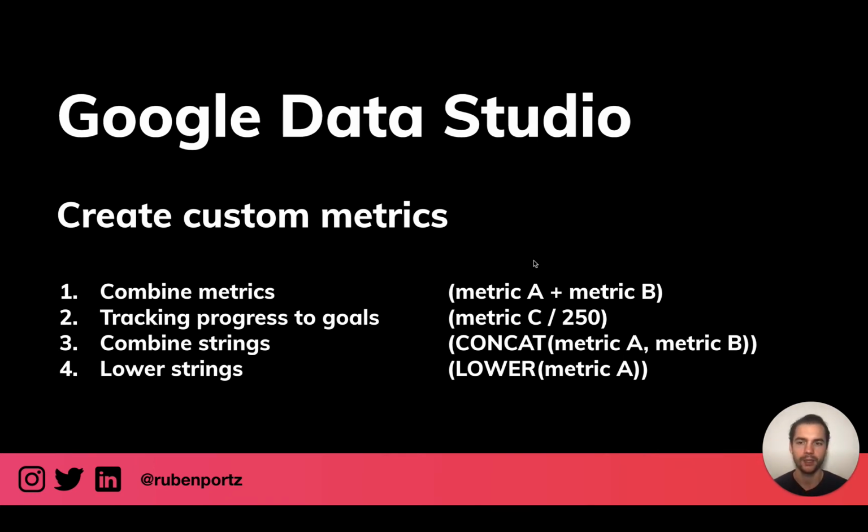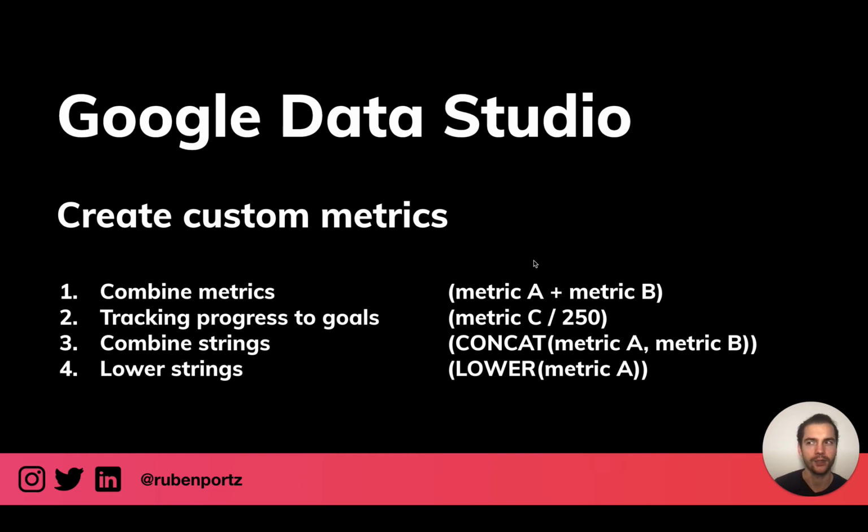Another way would be to track progress on goals. So you might set a goal for this quarter of 215 new customers, and you're counting your customers with metric C. You can divide those two together to get a percentage and know how far you are at hitting that goal. You can also combine strings, concatenation, as well as lower strings to group data together.